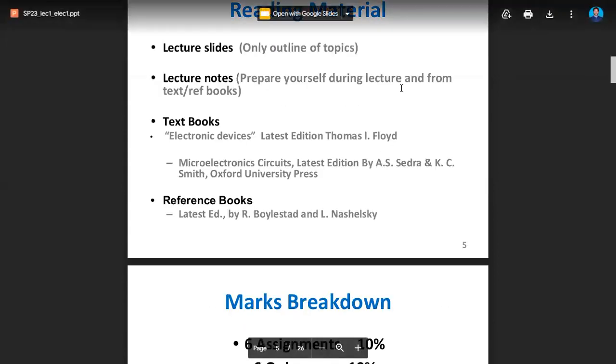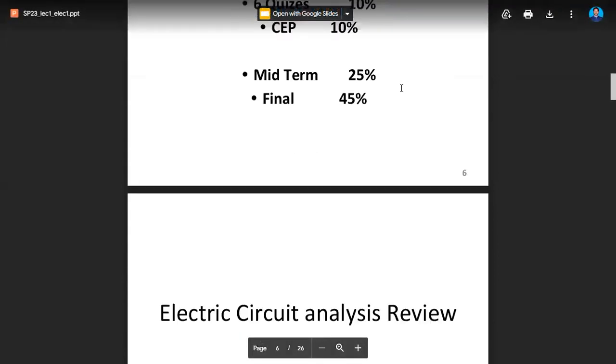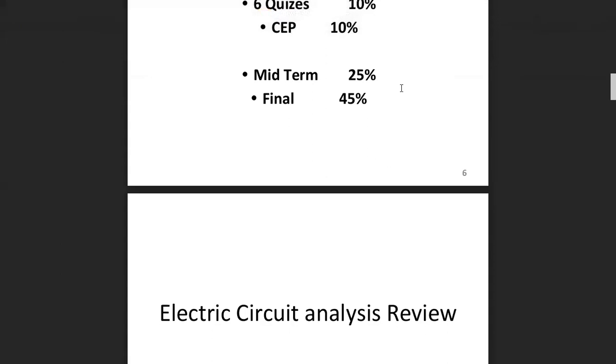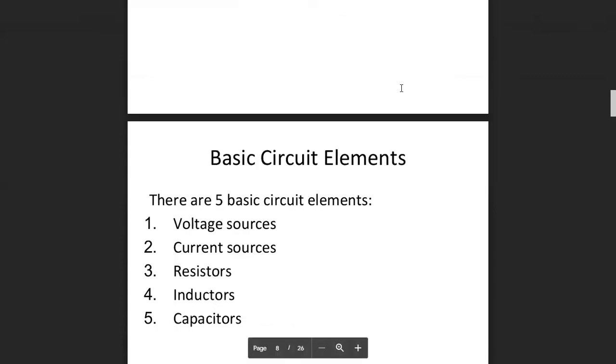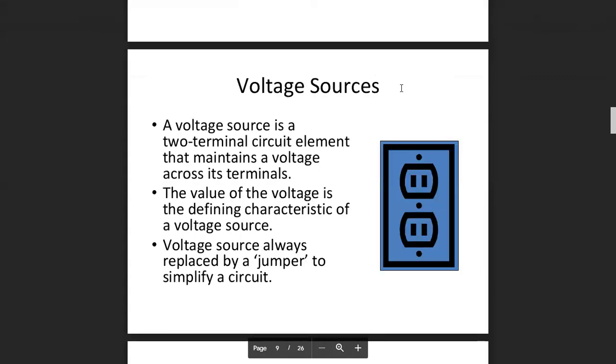Today we are going to review our ECA electric circuit analysis, in which we have learned about the basic elements and different types of circuits. These circuits consist of resistors, capacitors, and inductors. The main basic things that run these circuits are voltage sources and current sources.